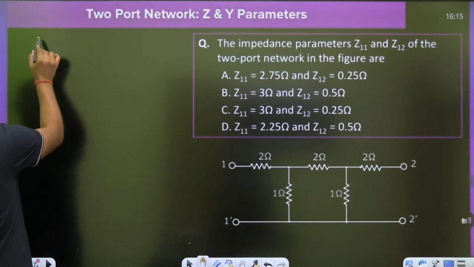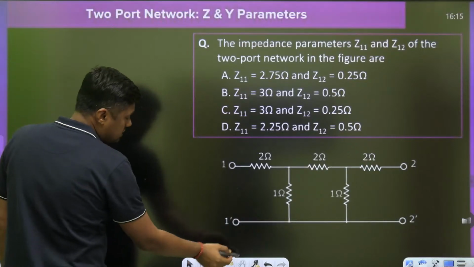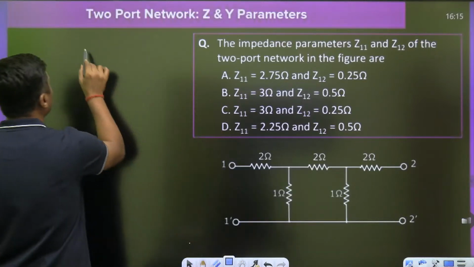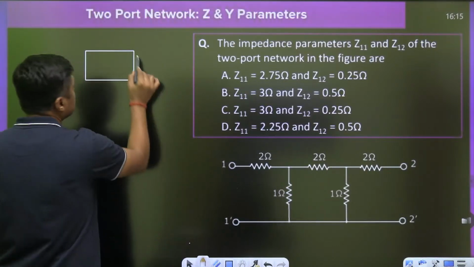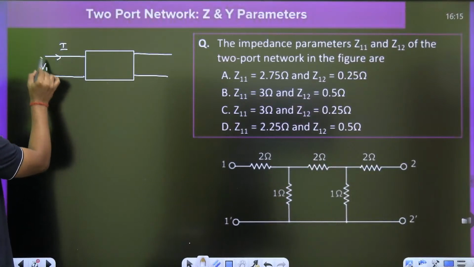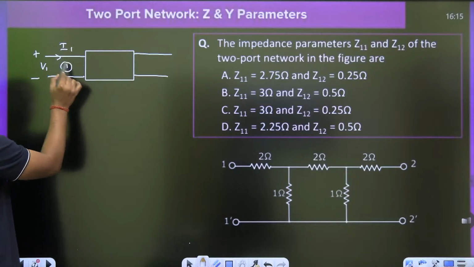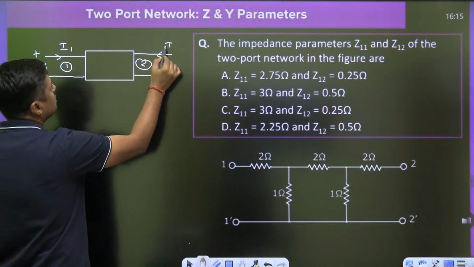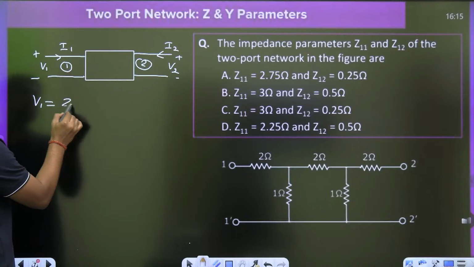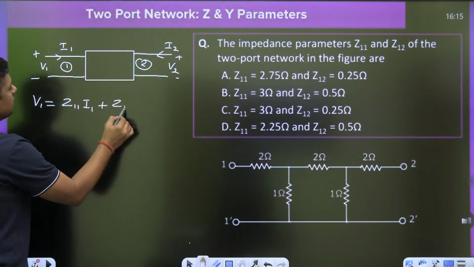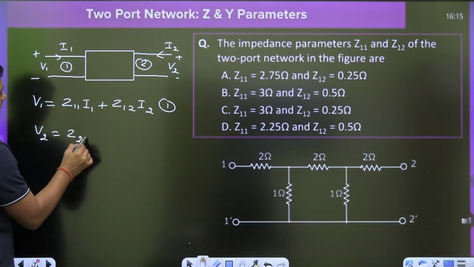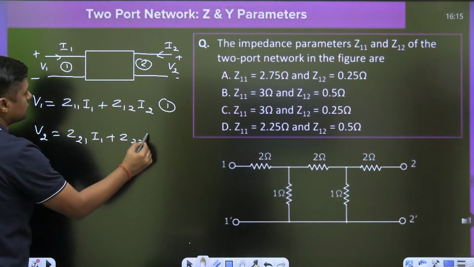First, in a two port network, let's try to solve this. I will give you the basic idea about that. In a two port network, this is the two port, this is I1 V1, this is called port 1 and that is called port 2, I2 V2, right? Then the relation is given by V1 is equal to Z11 I1 plus Z12 I2, and then V2 is equal to Z21 I1 plus Z22 I2.